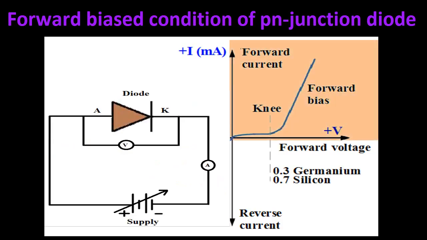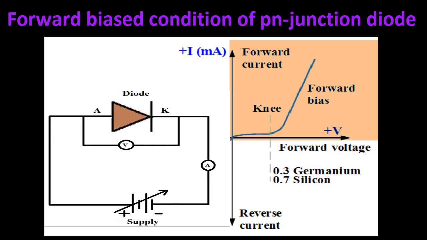Figure here shows the PN junction diode connected in forward bias condition, which means P-type, that is the anode of PN junction diode, is connected to positive terminal, and N-type, that is the cathode, is connected to negative terminal of the supply.